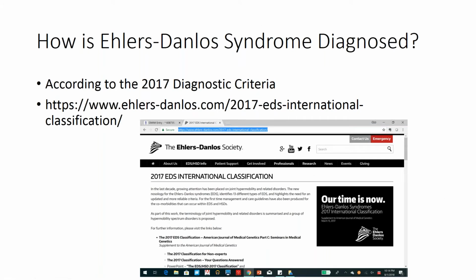So how do we diagnose the Ehlers-Danlos syndromes? Well, in 2019, we used the criteria that were put forth in 2017 in the supplement to the American Journal of Medical Genetics, which was published in 2017. And this is available at the website for the Ehlers-Danlos Society. And you can see the URL here.